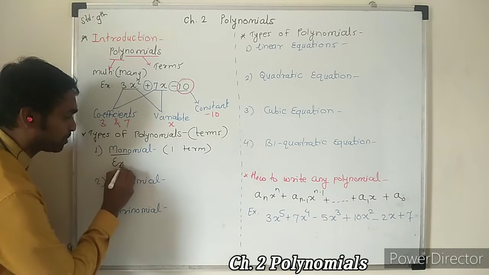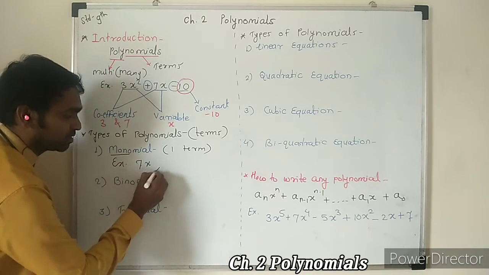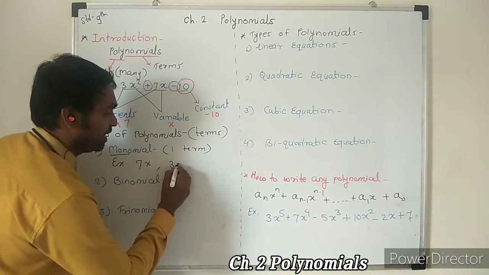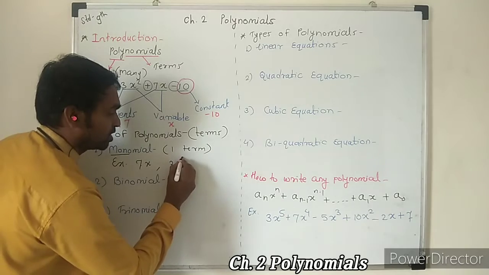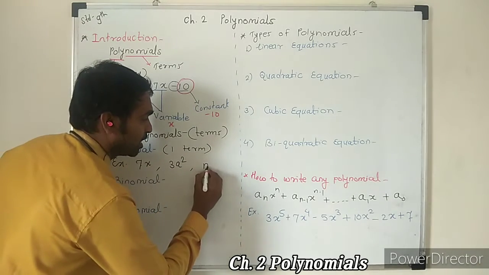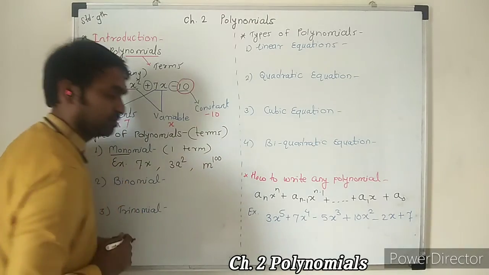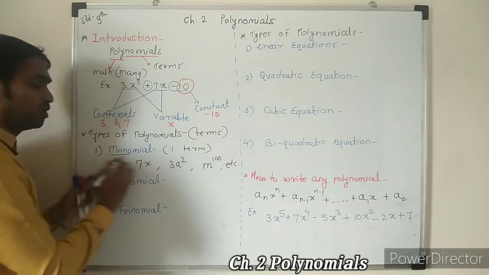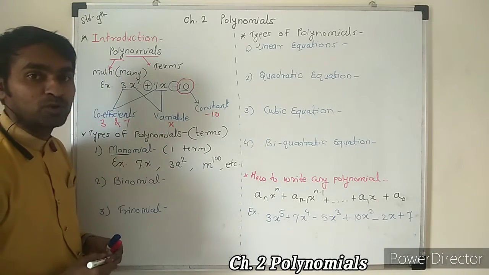See the example: 7x, that is one term only. Next, 3a square, this one also has one term. Next, m raised to 100, this one also has only one term, etcetera. This way, with one term, you have to write monomial.